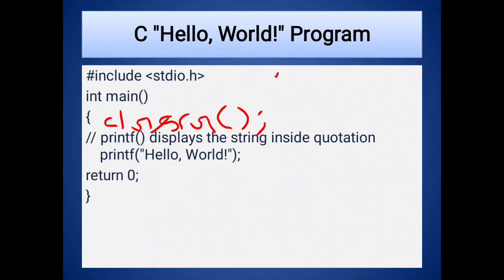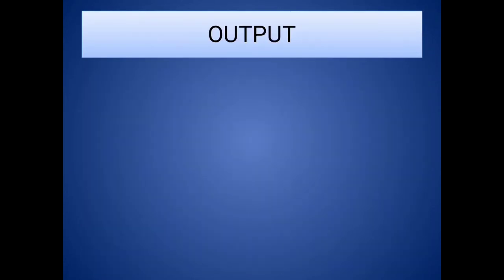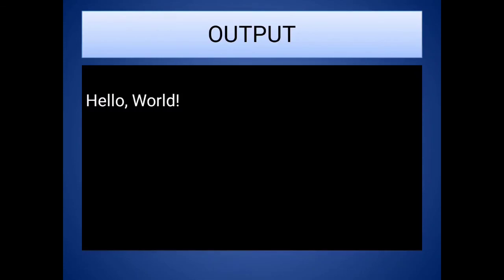Now we'll see how we get the output for this program. The output is like this: on a black screen we get the words Hello World. Like this we can write a basic program to print text on the screen. So this is the output for Hello World.